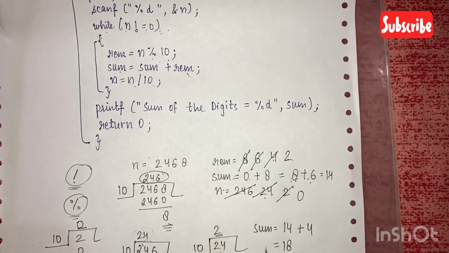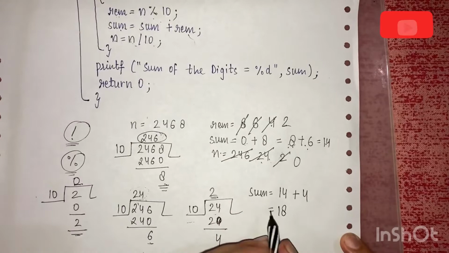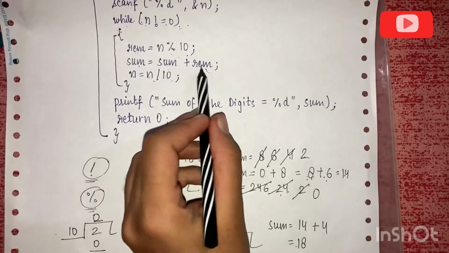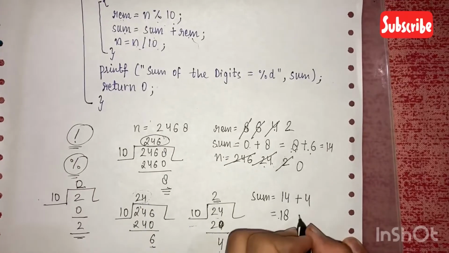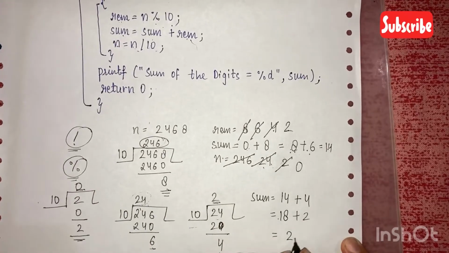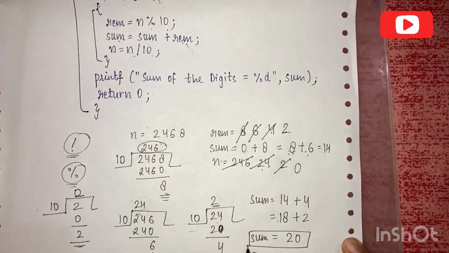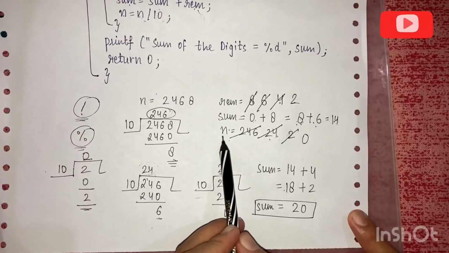So for 2, we have sum is equal to, now the value of sum is 18, so 18 plus remainder 2. So 18 plus 2 we have 20. Okay, so the final value of the sum we have is 20 now. And we can see n is equal to 0.